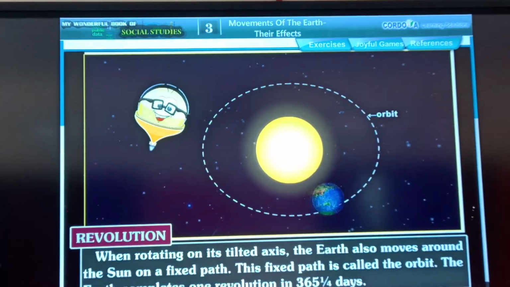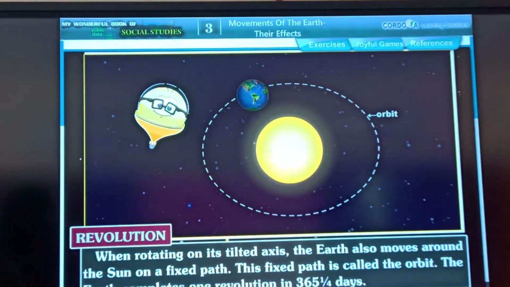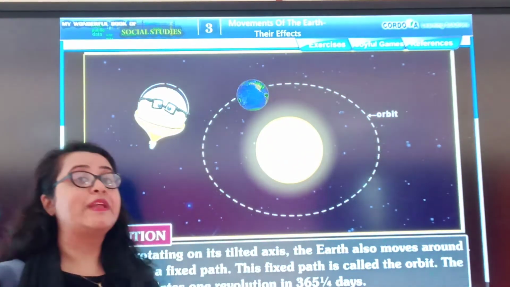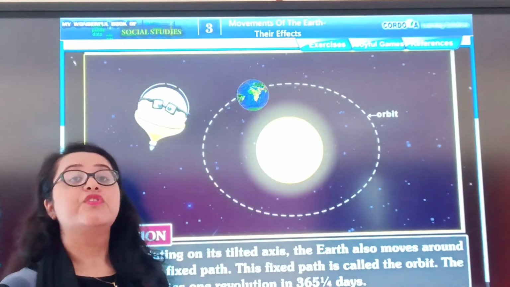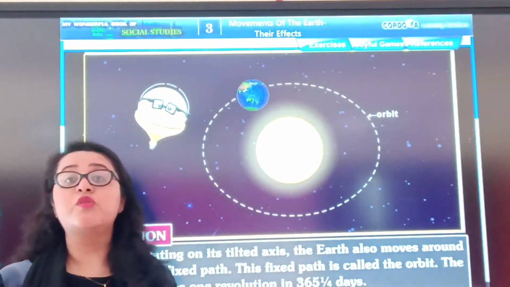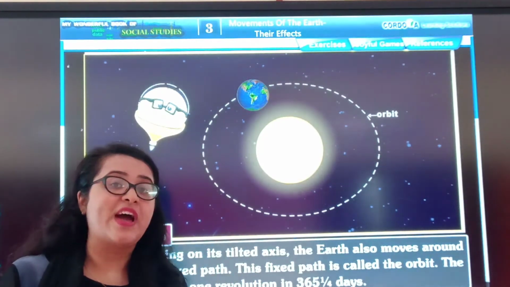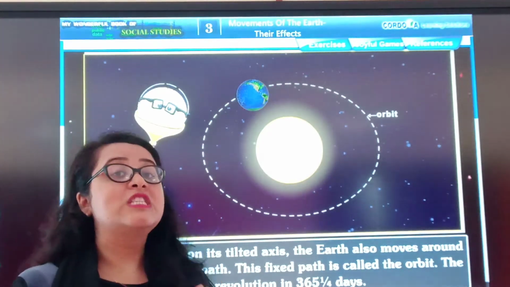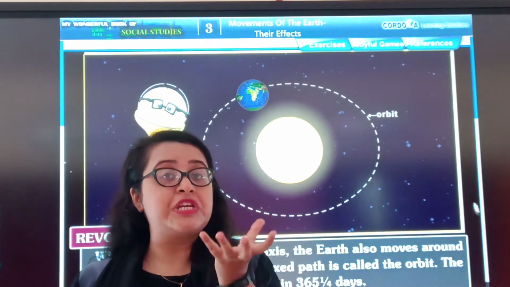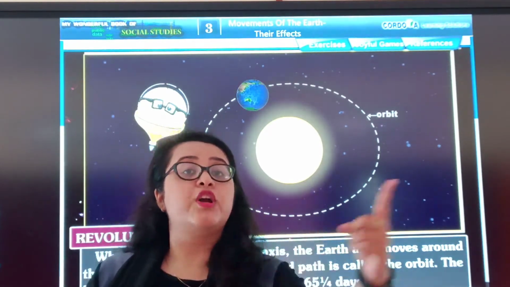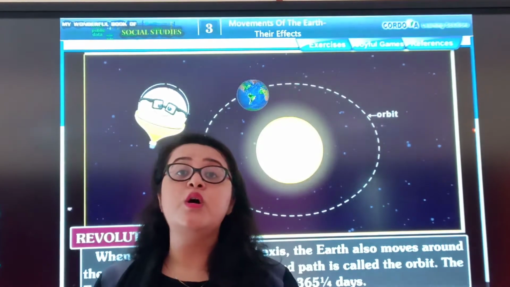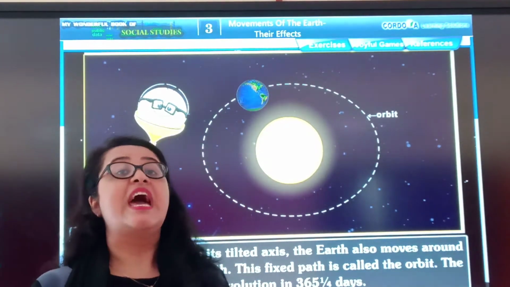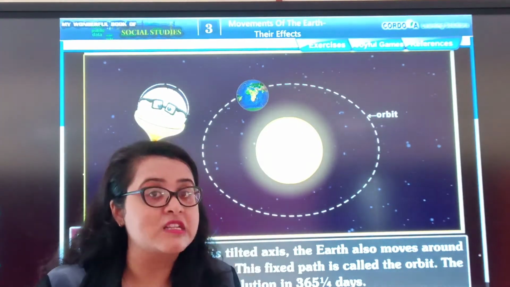When does the earth complete one revolution? The earth completes one revolution in 365 and 1/4 days, or you can say 1 year. You have to remember, what time is taken by the earth for rotation? Rotation is 24 hours. And what is it for revolution? 365 days for revolution and 24 hours for rotation.